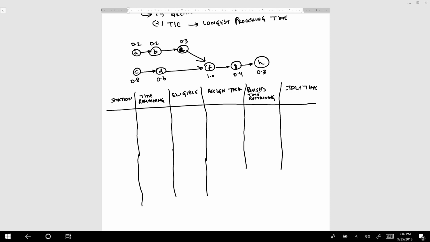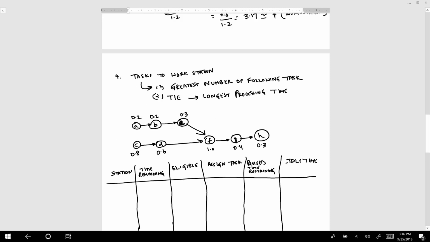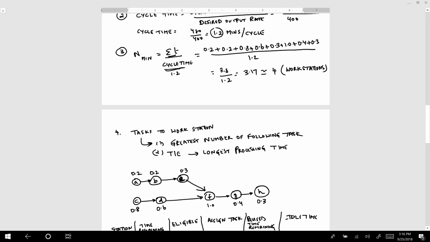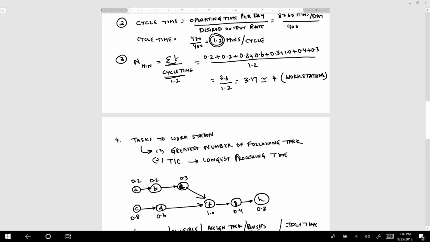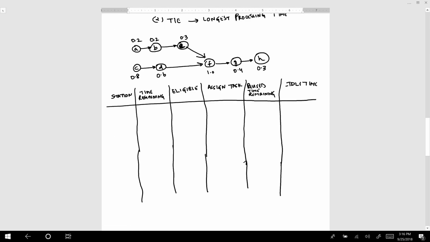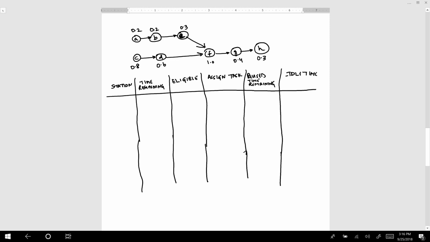So each workstation, if you see from our previous calculations, will have a cycle time of 1.2 minutes, and then we will have 4 workstations. So the first workstation I will have 1.2 minutes. The eligible column is where we list what tasks are eligible. So if you see, I have A which doesn't have any immediate predecessor, and C, so A and C are eligible.